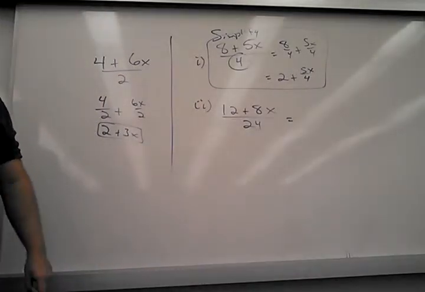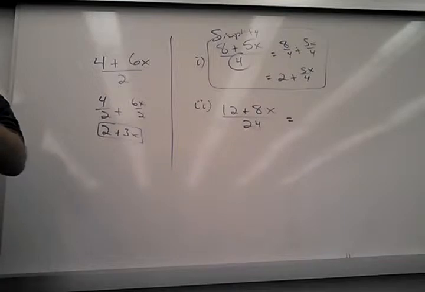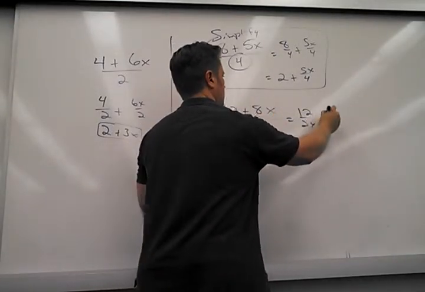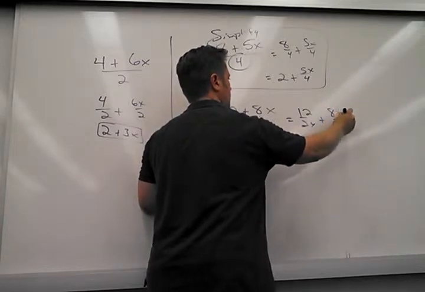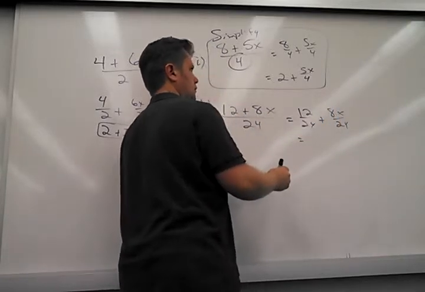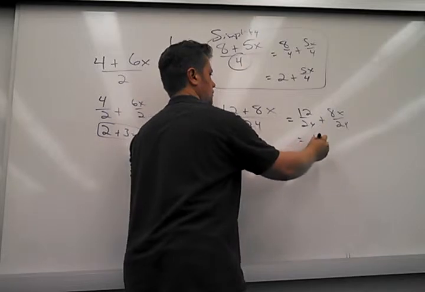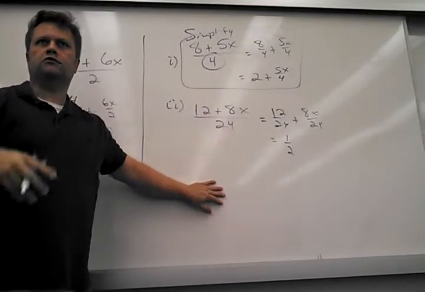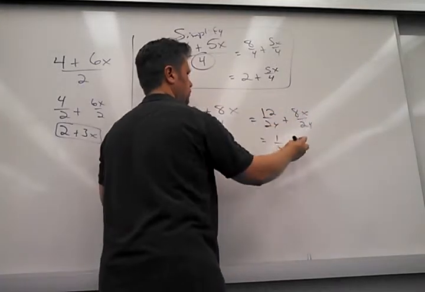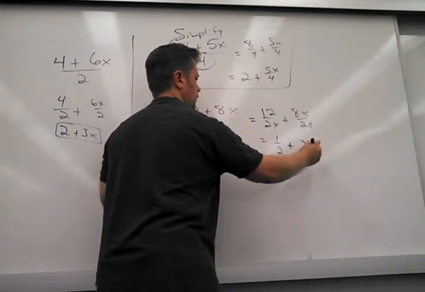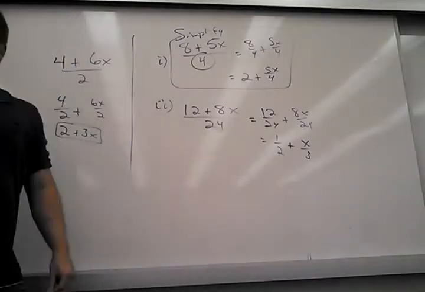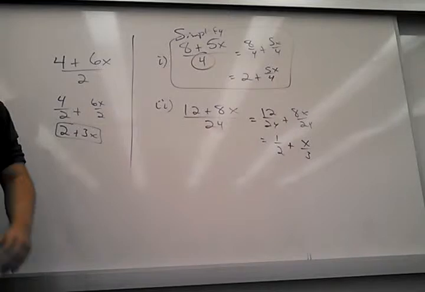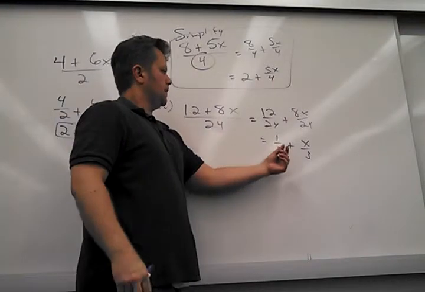So you still do this in the same exact way. The first step is the same. What's the first step? Good. 1/2, right? 12/24 reduces to 1/2. And what's 8/24 reduced to? X over 3. X over 3, I like it. So, going backwards, I could do something better.